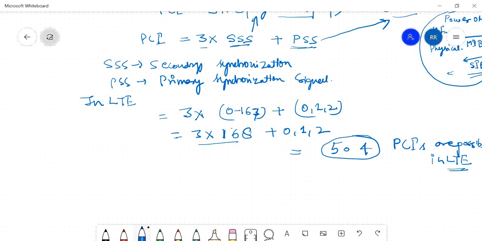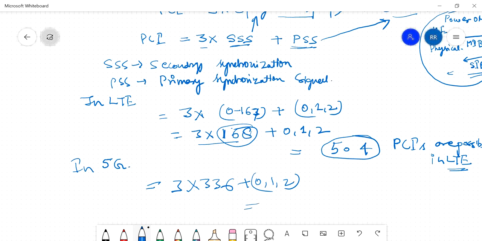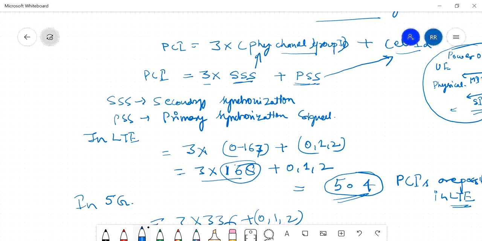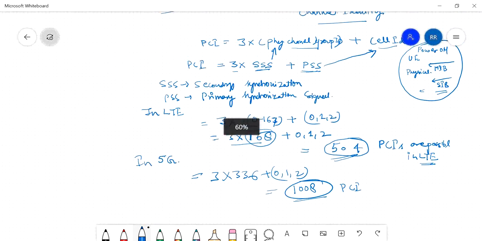And just for information, since I have not started 5G yet, in 5G this number is 336, just double. So the total PCIs in 5G is just double, so it is 1008 in 5G. In 5G, 1008 PCIs are possible, and in 4G 504. Fine. So this is one question. You should memorize it, and understand the formula, how it is calculated.